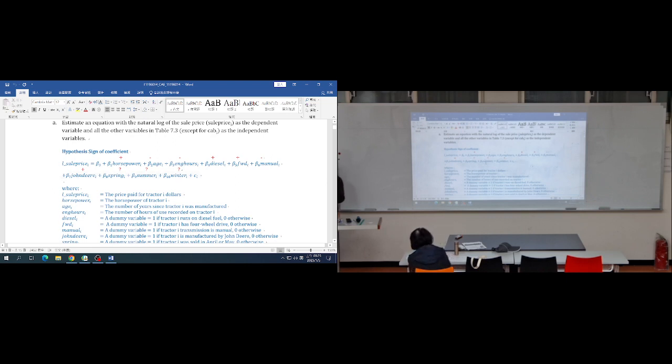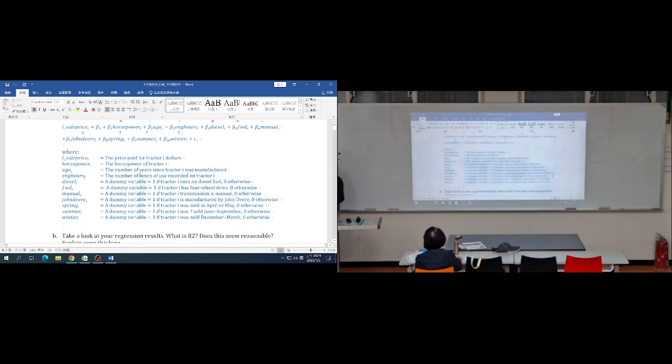The first beta is horsepower, which is positive. Age is negative, mileage is negative, diesel is positive, FWD is positive, manual is negative, and the automatic is positive. Spring, summer and winter are the dummy variables.